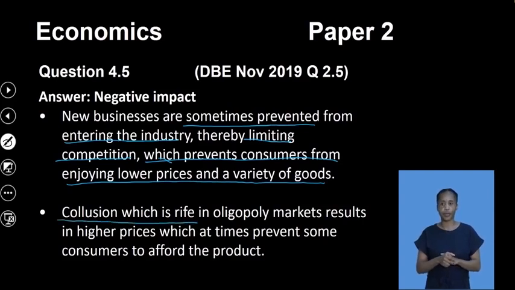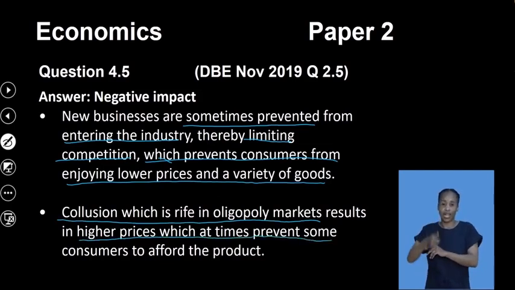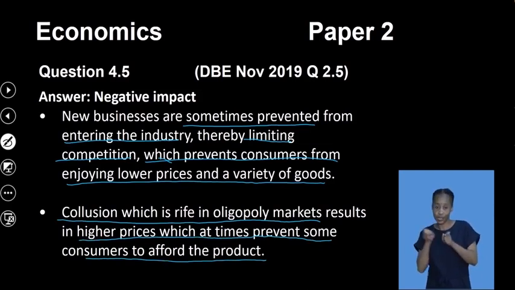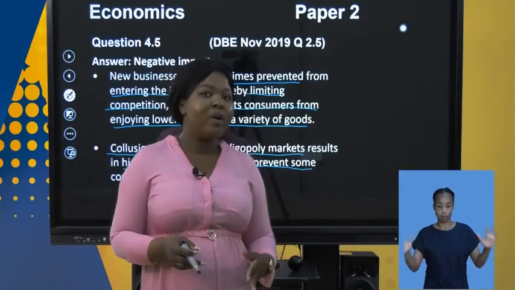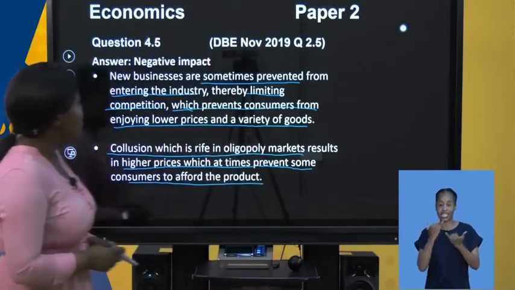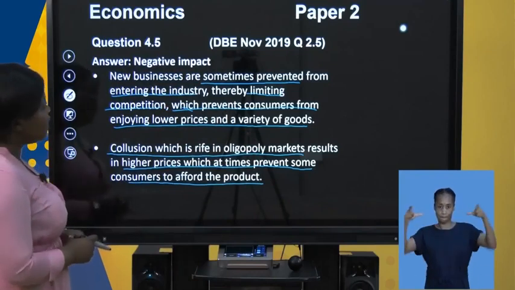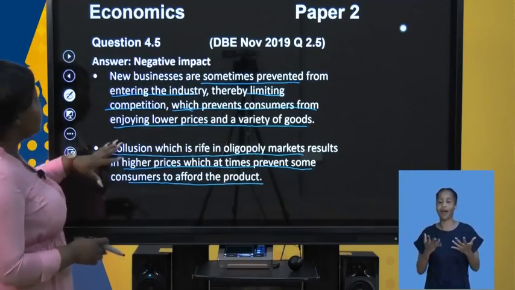Let's look at the fourth one. Collusion, which is normally rife in oligopoly markets, results in higher prices, which at times prevents some consumers from affording the product there. So when we speak of collusion there, this is when two or more of the businesses come together, they limit quantity, and they increase the price there. Again, they are taking advantage of consumers, like I've already said there.